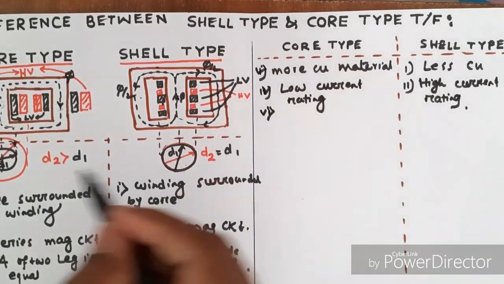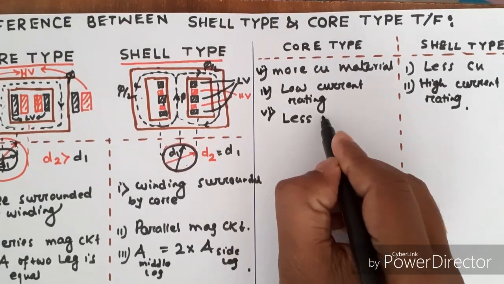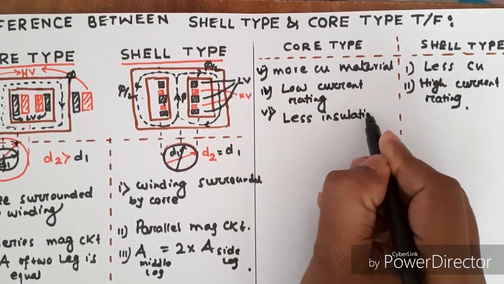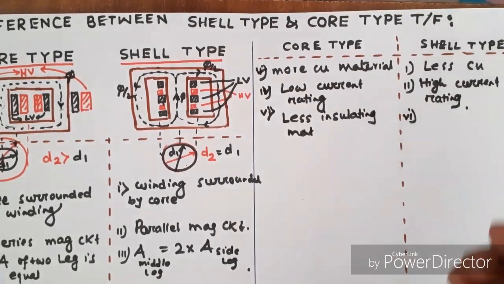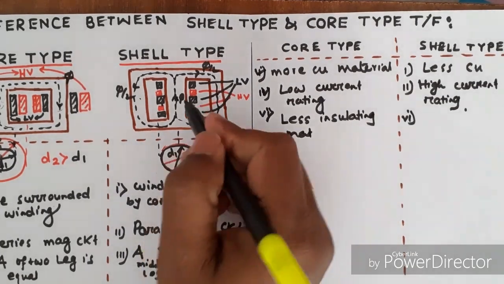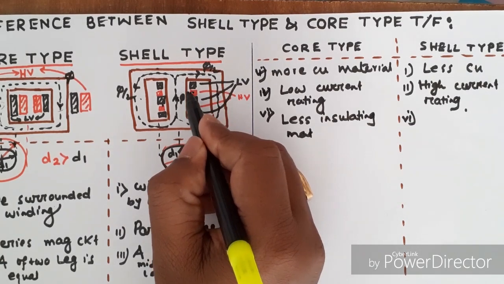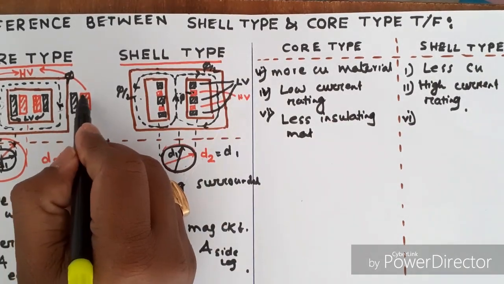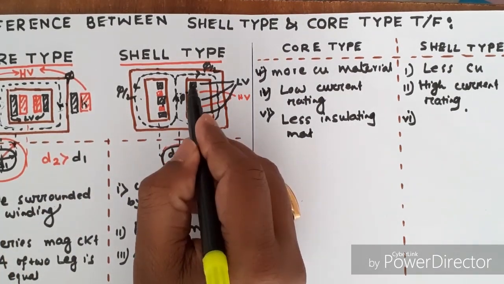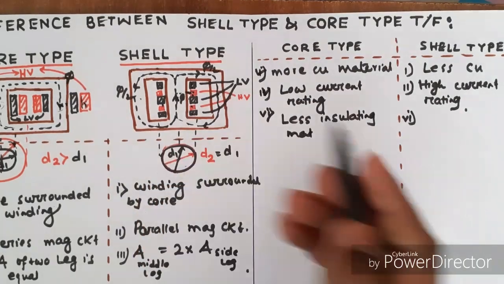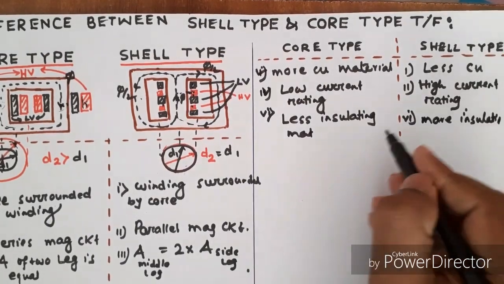Point number 6. Here insulating material required will be less. In the shell type transformer, we require more insulation. Here high voltage side is outside the leg, therefore less insulating material. Here both low voltage and high voltage winding is nearer to the leg, therefore more insulating material is required.